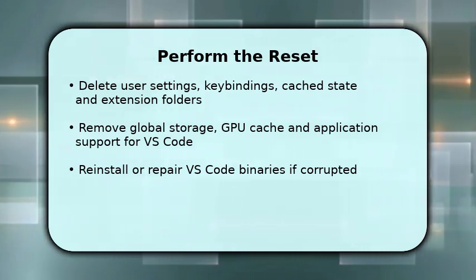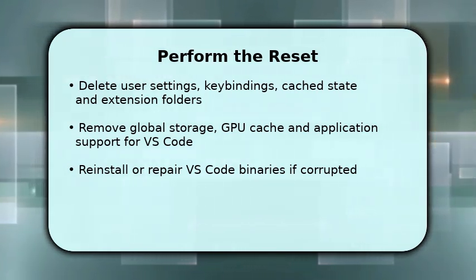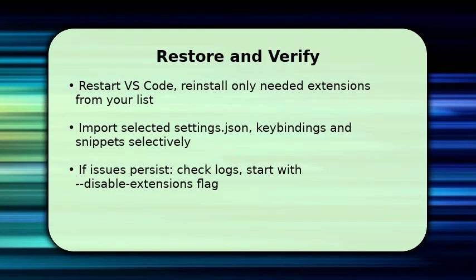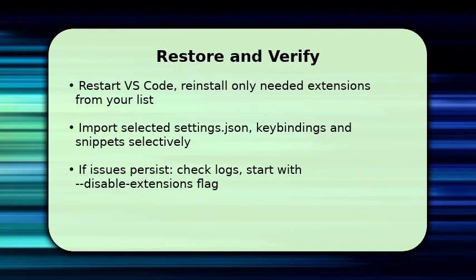Finally, restart VS Code and reinstall only the extensions you trust from your saved list, which prevents reintroducing the problem. Once done, import your settings.json, key bindings, and snippets selectively so you can spot any problematic configuration quickly. Make sure to enable Settings Sync only after verifying stability.